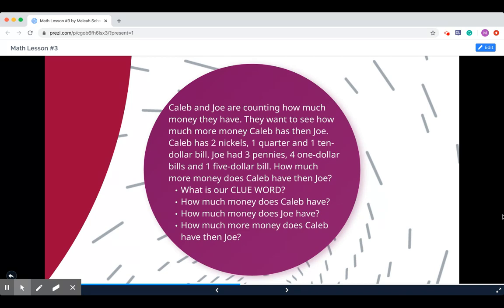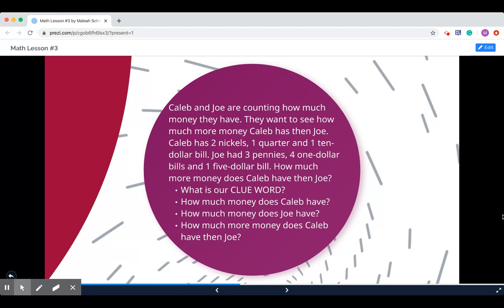He has 2 nickels, a quarter, and 1 $10 bill. So remember, with our cents, we have to make sure there's a dollar sign and our cents are after our decimal. Caleb has $10.35.